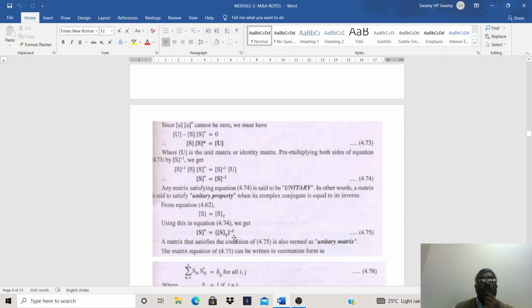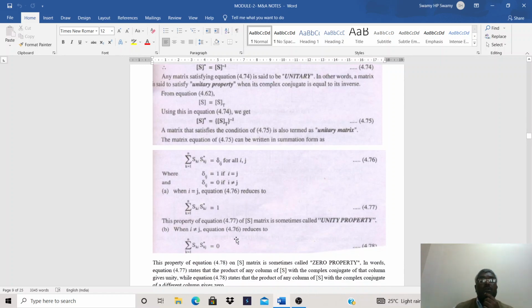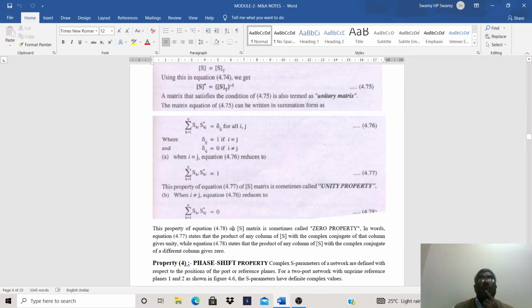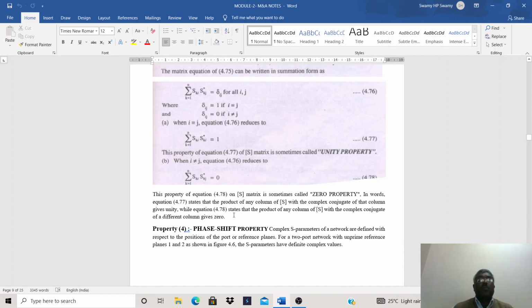So like this you are going to simplify and derive this equation. This property is called summation of k equal to 1 to n S_ki into complex conjugate of S_kj equal to 0. This is called the unitary property. This property of equation 8 on the S matrix is sometimes also called the zero property.